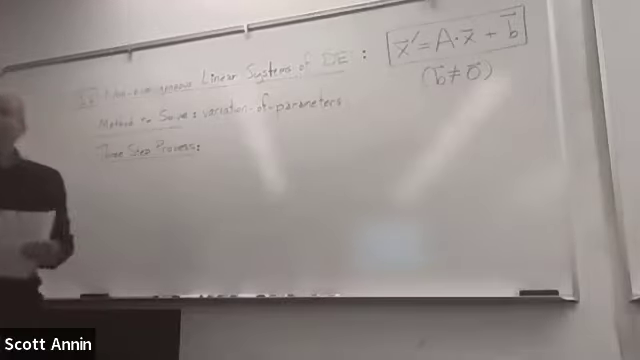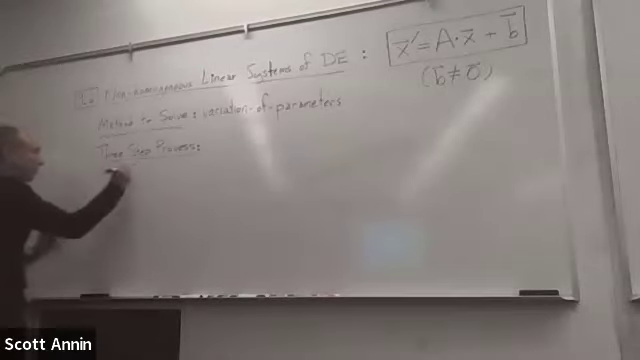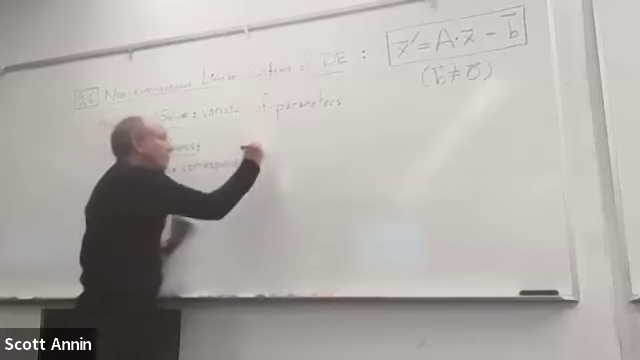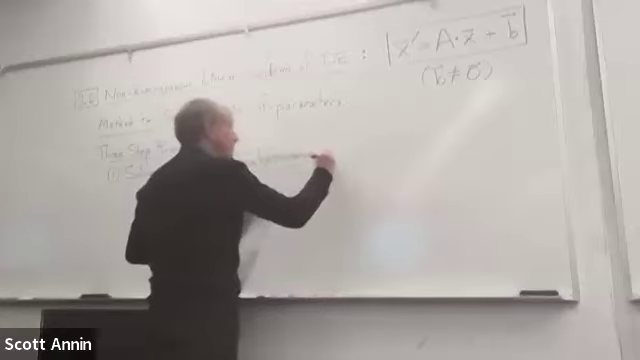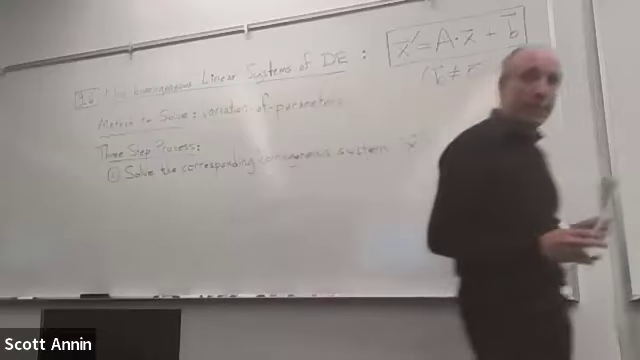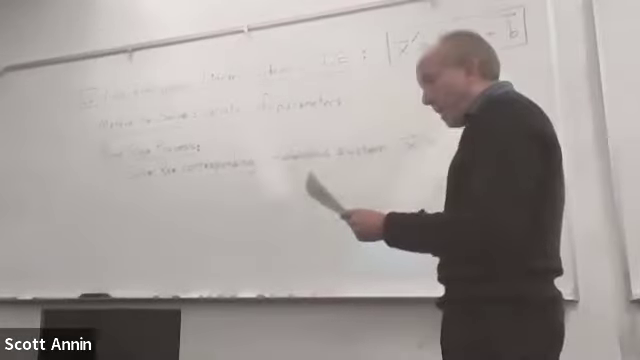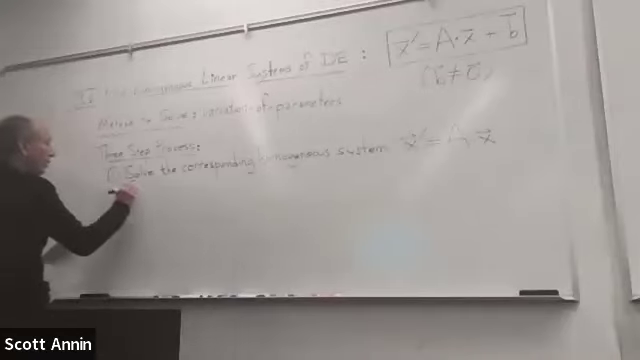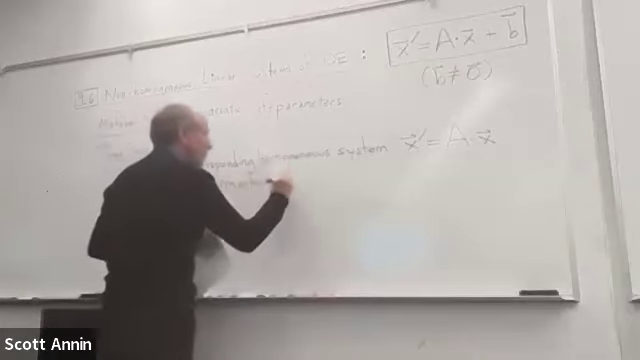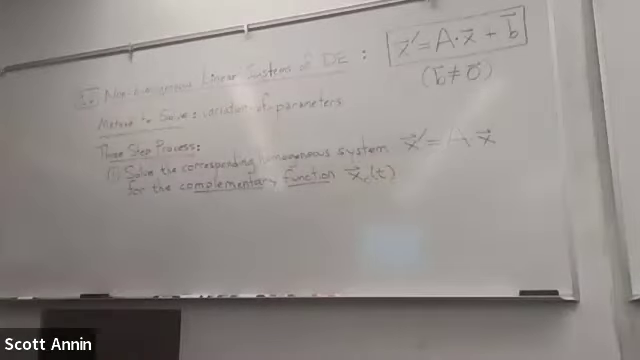So I'm going to explain the three-step process. It's going to sound extremely familiar as a three-step process that you've seen before. First of all, step one, solve the corresponding homogeneous system. The homogeneous system is just x prime equals A times x. So the first step is to solve this corresponding homogeneous system, x prime equals Ax, for what I like to call, as always, the complementary function. That is what we write as x sub c of t, the complementary function.